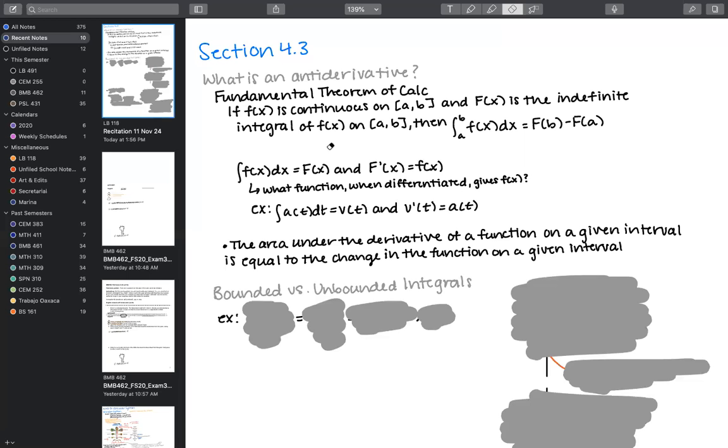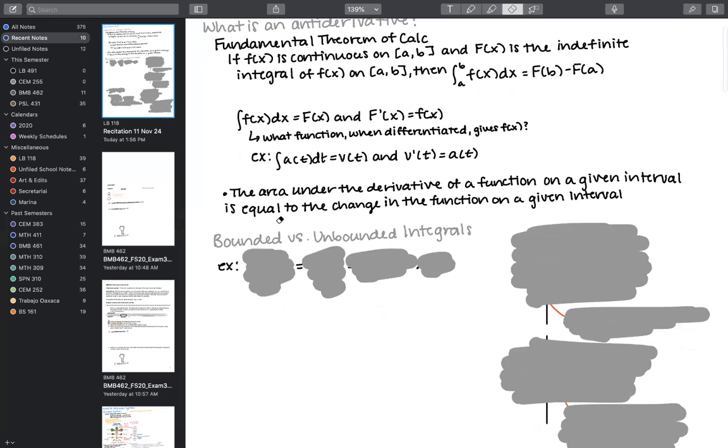But the reason why I've introduced these unbounded integrals is because when we get down to the common integration formulas, since those formulas are generalized and they're not being applied to a specific function or over a specific range, we are going to have that plus c, that integration constant. And so we'll talk about that in this next section.